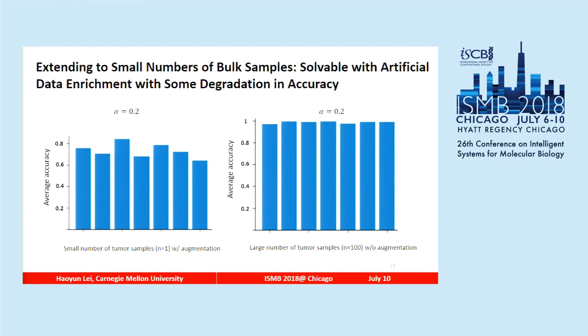Finally, we are able to show that with the two-step simulation, we can work on a very small number of tumor samples, although we have lost some accuracy compared to the experiment that was done with a very large number of tumor samples.